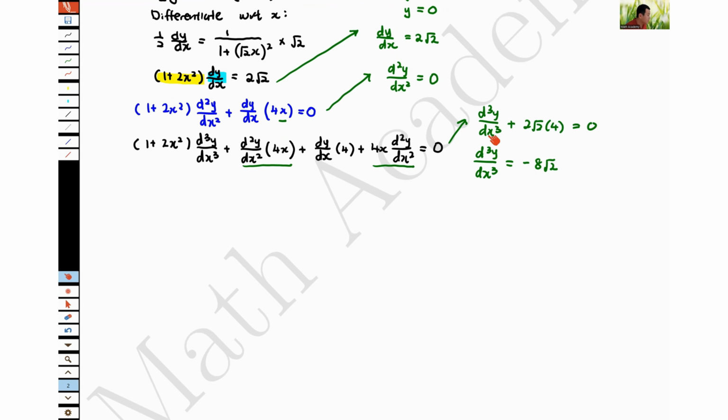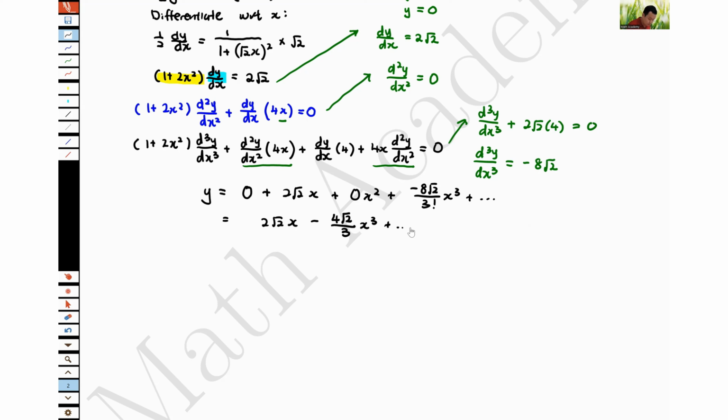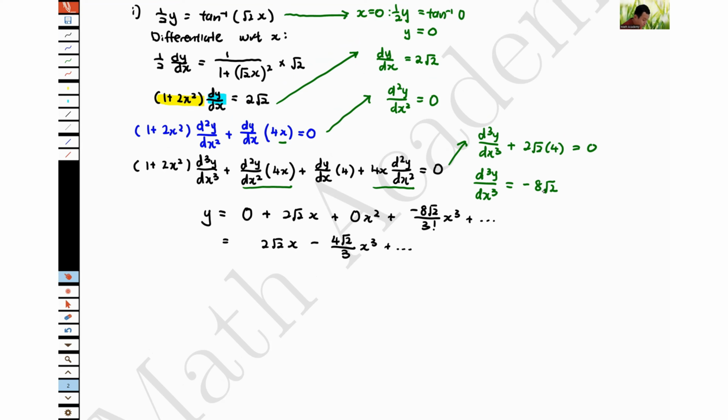We take all these numbers that we have found so that you can apply the Maclaurin series formula. f(0) plus dy/dx times x, 0 x squared, and then minus 8 root 2 over 3 factorial x cubed. Simplify the equation. Okay, that's your part 2. This is the Maclaurin series.